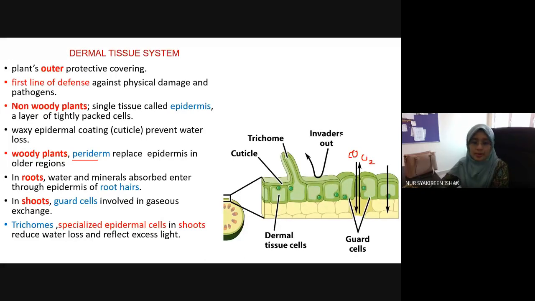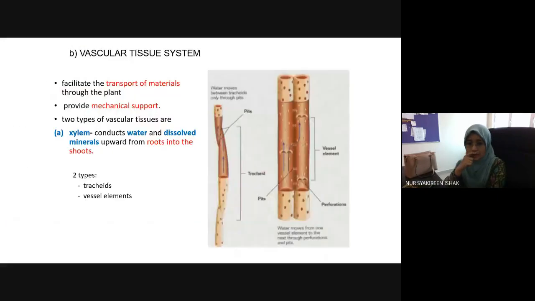Okay, and then trichomes. So this one is trichomes, okay, which are specialized epidermal cells in shoots to reduce water loss and reflect excess light. So this is to reduce water loss, okay, sebab permukaan dia lebih kecil, permukaan yang expose kepada sunlight, okay. So the next one is the vascular system, okay. So this is to transport materials and provide mechanical support. You have two types of vascular tissue, which are xylem and phloem.